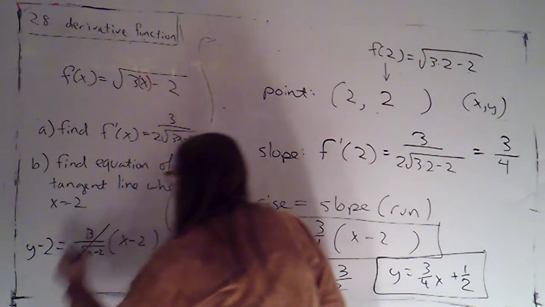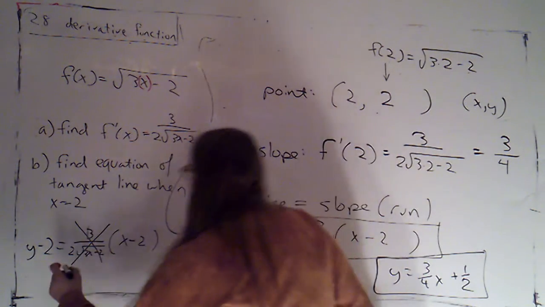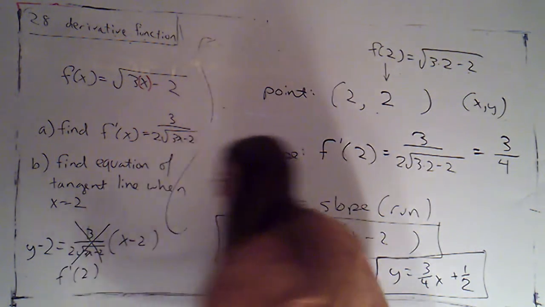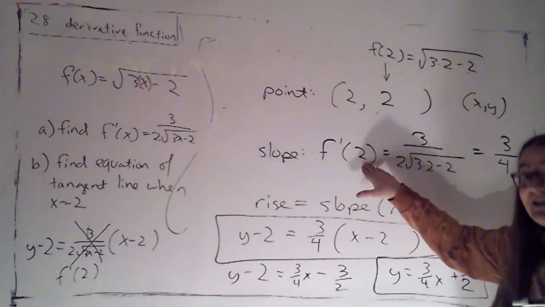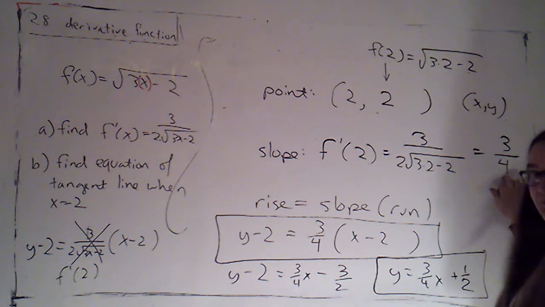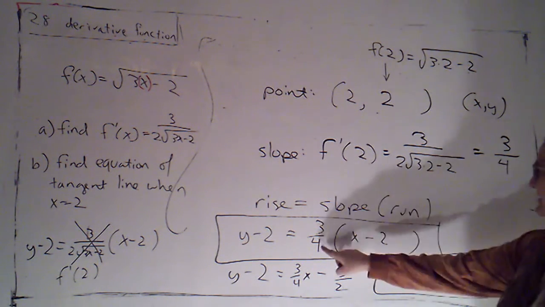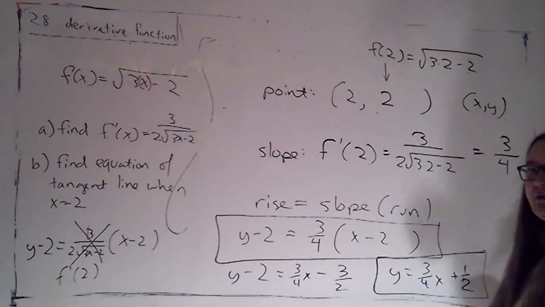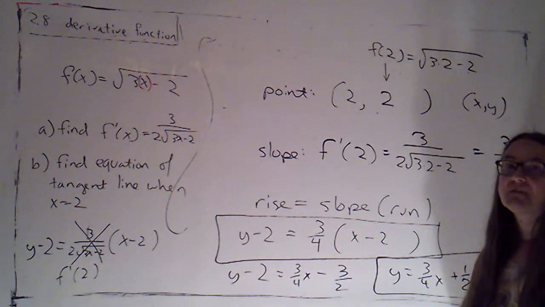What I need to do is plug in not f prime of x, but f prime at 2. So do make sure that when you're finding the slope of a particular line, it's a number. It's not a function of x. 3/4 was the slope of this line. So I needed to evaluate the derivative function to get the slope for this particular line.